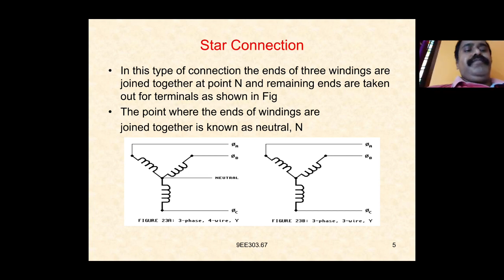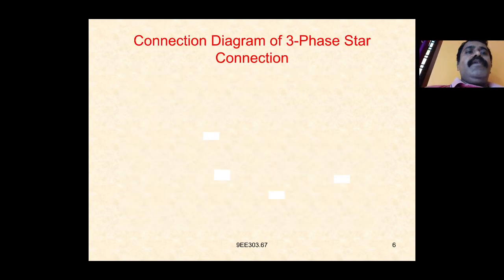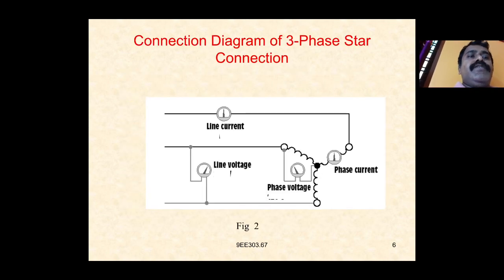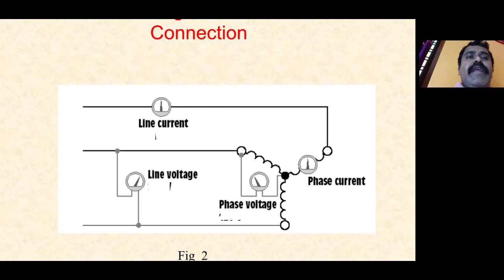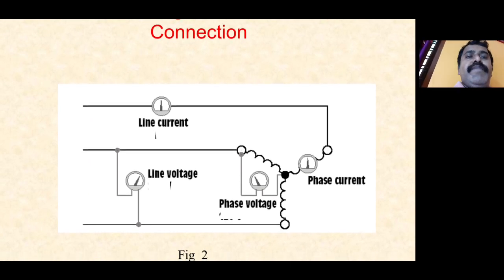This is the connection diagram of the three-phase star connection. The line current is connected in series, and the line voltage is connected in parallel with the phases.